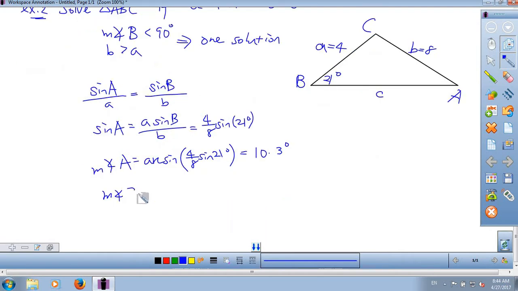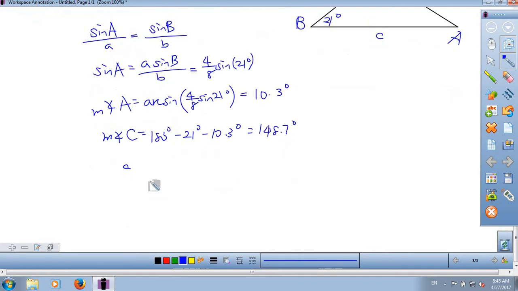So that means the measurement of angle C is 180 degrees minus 21 degrees minus 10.3 degrees. That's 148.7 degrees. All right, so we got those two angles, and the last side we need to solve is side C.